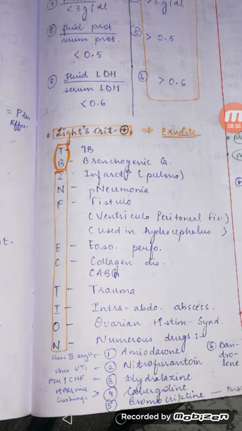Then the left out ones, you do together. C is for collagen diseases as well as CABG. T is for trauma. I is for intra-abdominal abscess. O is ovarian hyperstimulation syndrome, and N is numerous drugs.